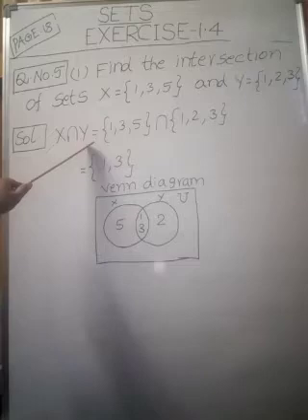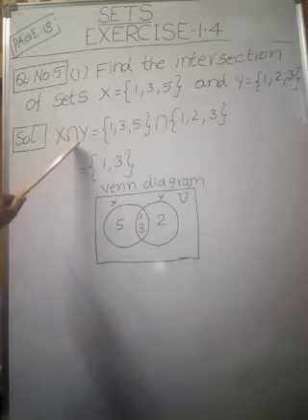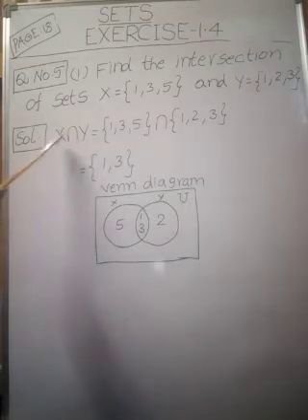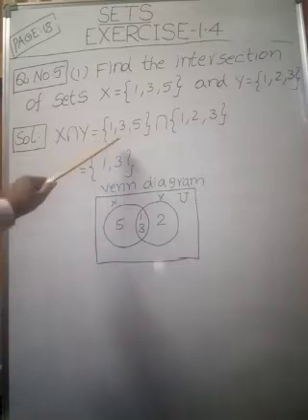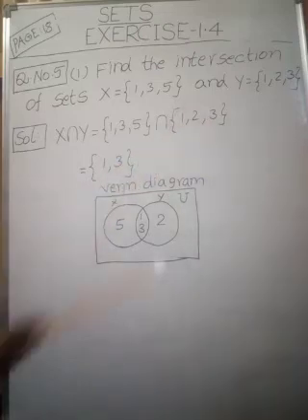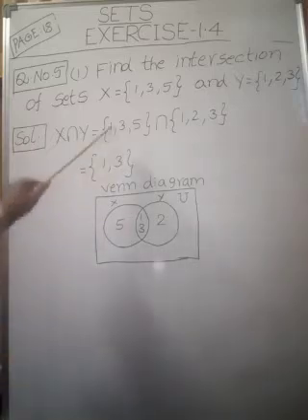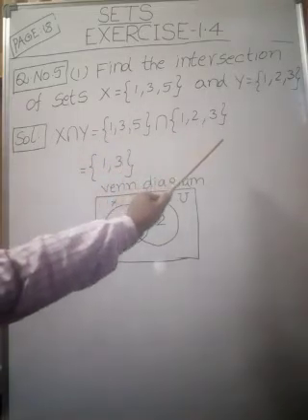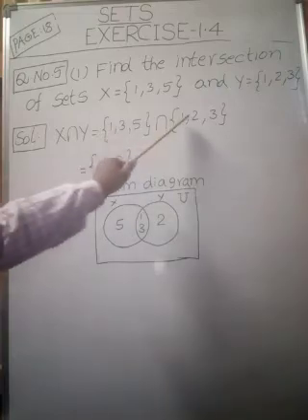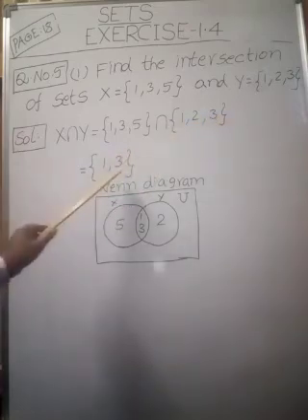So X intersection Y, we have already discussed this symbol denotes intersection. So X intersection Y is equal to, I wrote here set X intersection symbol set Y. What is meant by intersection of two sets? It is a set of all common elements in both X and Y. So what are the elements which are common to both sets? 1 is there, here also 1 is there, so we write here 1. 3 is there, here also 3 is there, 3.